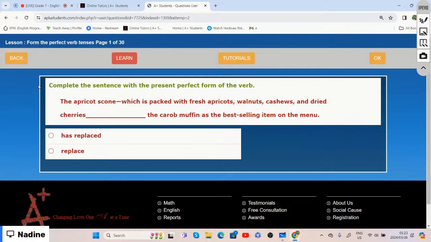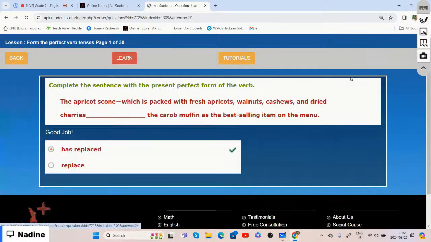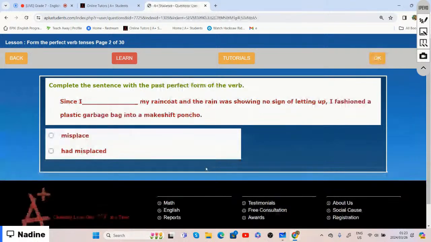All right, if we choose the correct present perfect form of the verb, then we can say has replaced. So has replaced is our present perfect form. Now we need to select the past perfect form of the verb. It says, since I, do we say since I misplaced my raincoat or since I had misplaced my raincoat and the rain was showing no sign of letting up, I fashioned a plastic garbage bag into a makeshift poncho?